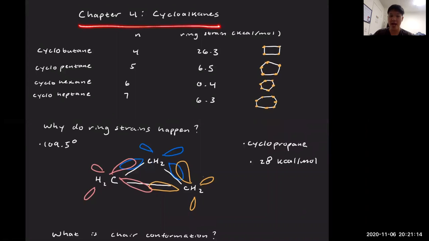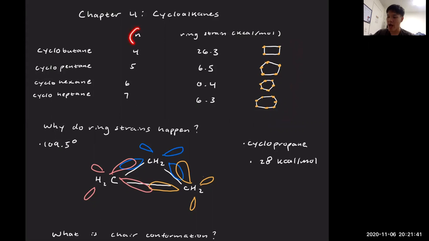Chapter 4 is around cycloalkanes. You were introduced to alkanes and their nature in chapter, I think it was 2 to 3, where you learn how to draw skeletals and you learn that alkanes have free rotation, and stuff like that. So now we're going to be talking about alkanes in a ring formation, as you can see with these four molecules that we have here.